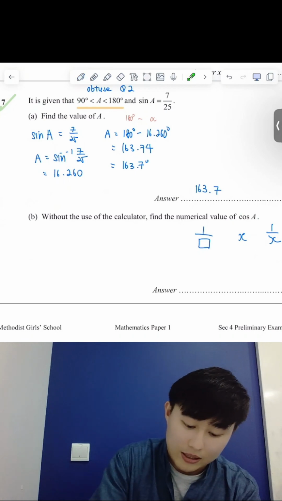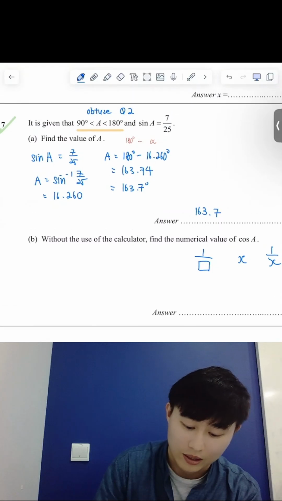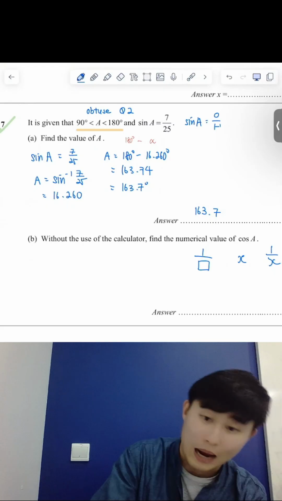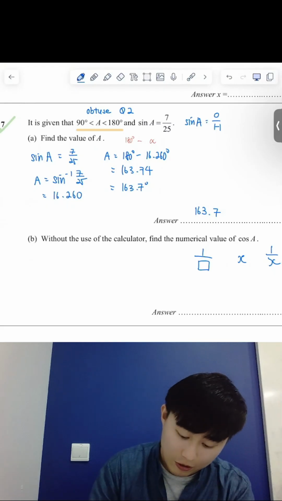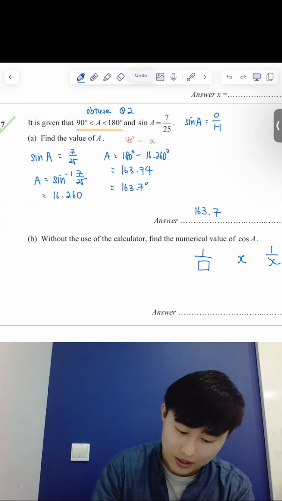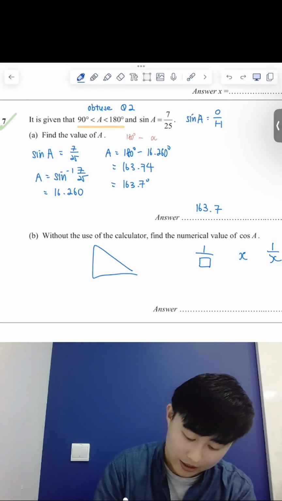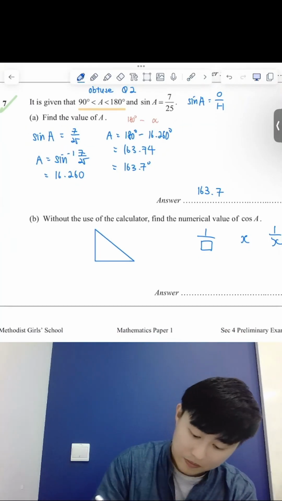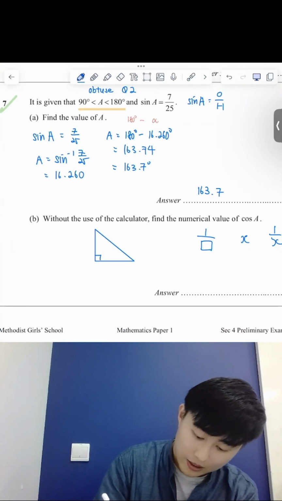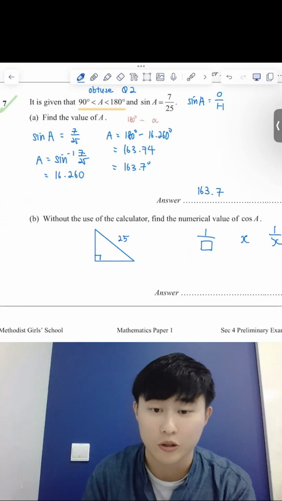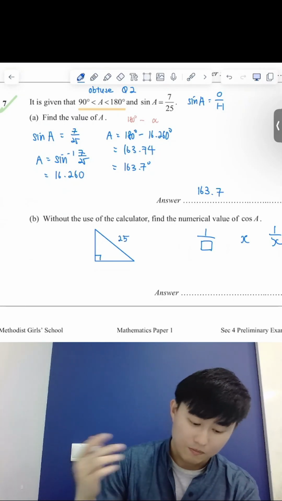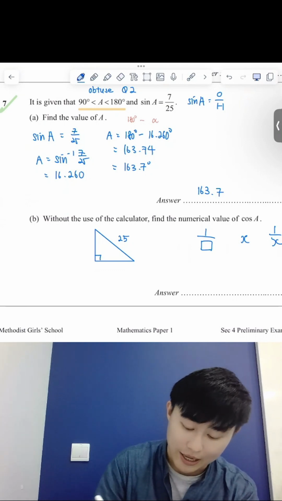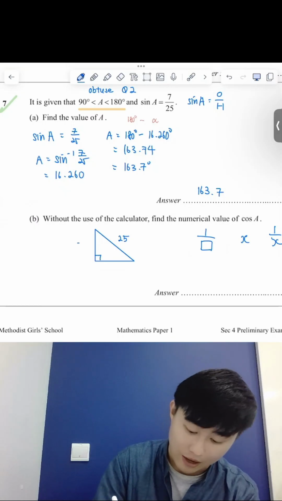This sine A over here, I want to think of it as opposite over hypotenuse. If I were to draw a triangle, maybe this triangle is in the second quadrant. So I'm going to draw it like this. I'm going to have the 25 over here, which is the hypotenuse. Then your cosine A is at the adjacent. Your sine A, the opposite value, will be 7.